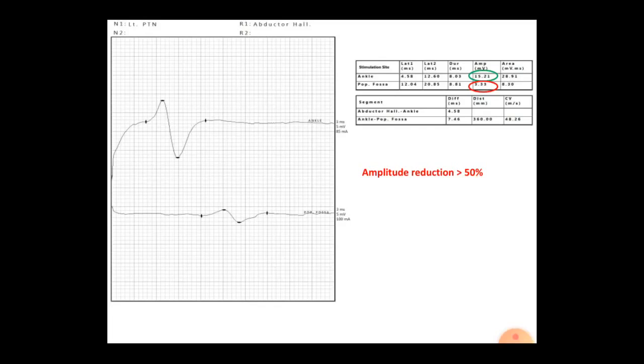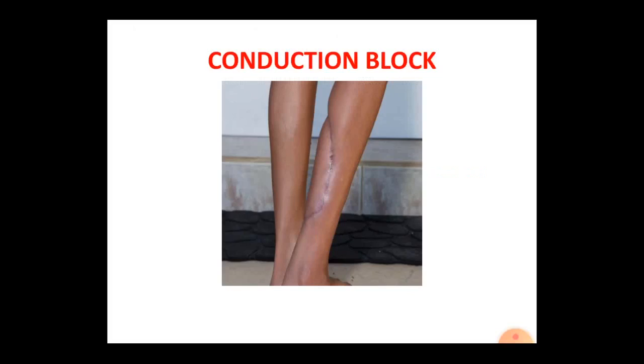Okay, let us understand with physiology also. For example, as we have seen, the patient was having surgery in the calf region. So when you stimulate at the ankle, that part will be normal. But when you stimulate at the popliteal fossa, the impulse will have to travel from this region where surgery is done, so definitely the amplitude will be less. So here the distal component is normal, but whenever the impulse is coming from the proximal region, it has to pass through this damage, so there will be amplitude reduction.